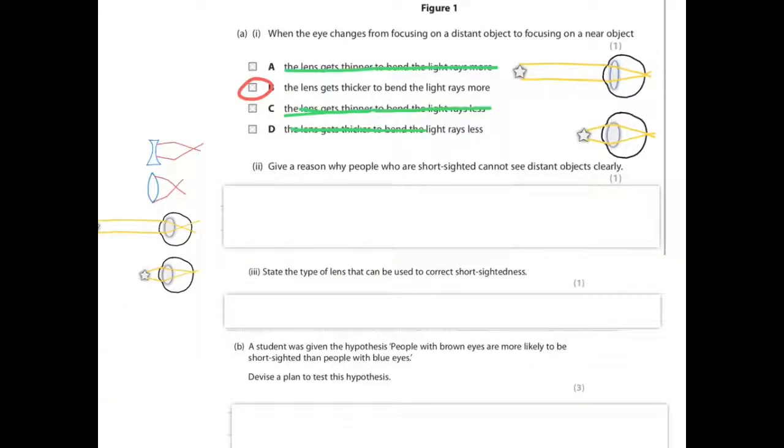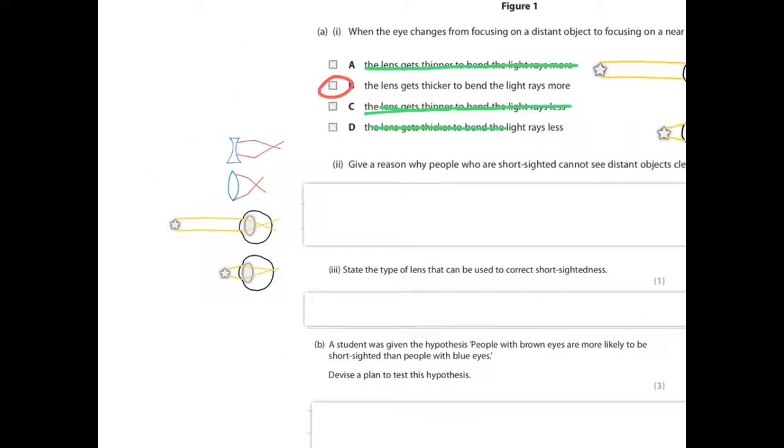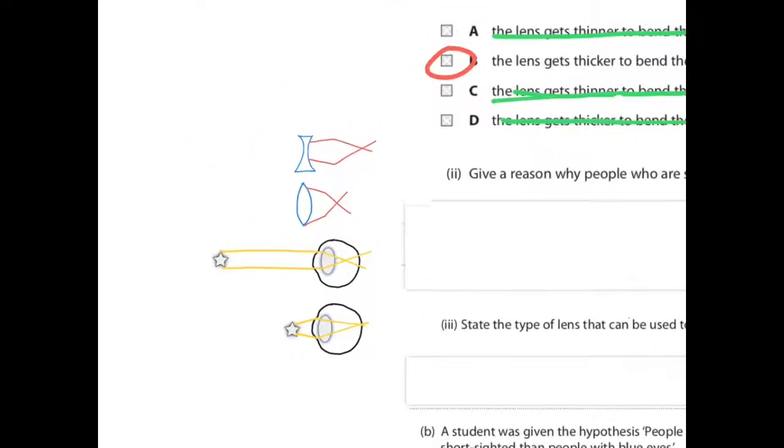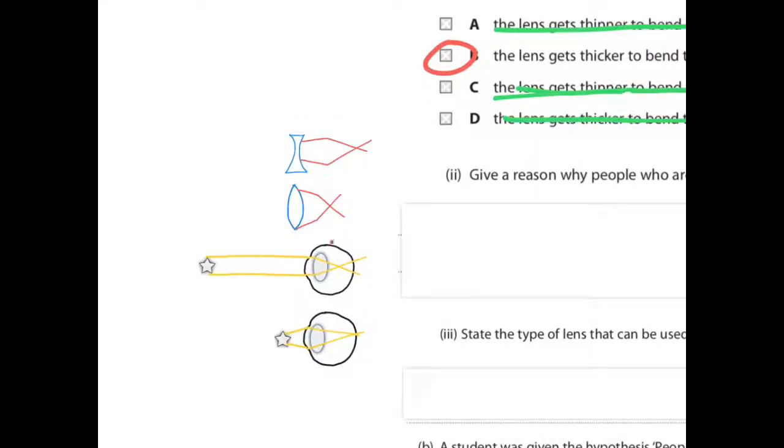Next, give a reason why people who are short-sighted cannot see distant objects clearly. So if you're short-sighted, you basically cannot make your lens long and thin to refract light onto the retina. Instead, it's short and fat, and it's limited in how much it can stretch. And so, as a result, the light rays converge before the retina.